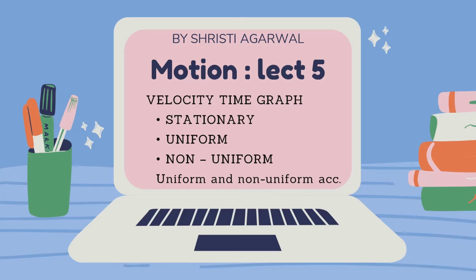Previously we discussed a distance time graph. Now we will talk about a velocity time graph with the same circumstances, that is stationary, uniform and non-uniform. Now, in non-uniform motion, we are extending it to uniform acceleration and non-uniform acceleration. We will discuss each of the cases in detail.